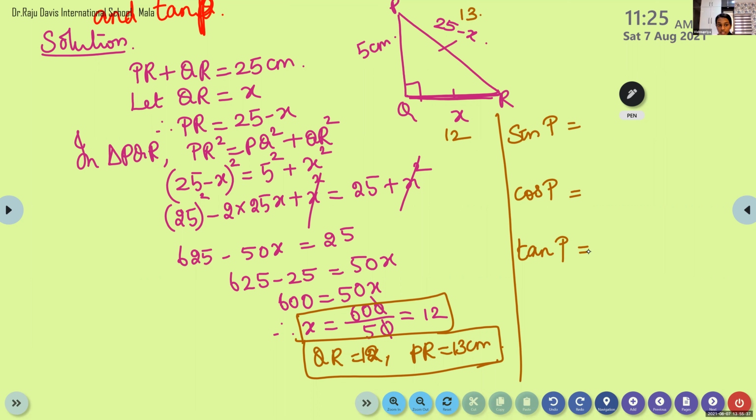Sin P is 12 by 13. Yes. Others, check it, children. Is it correct? Are you getting this answer? Check your answers. Is it correct?